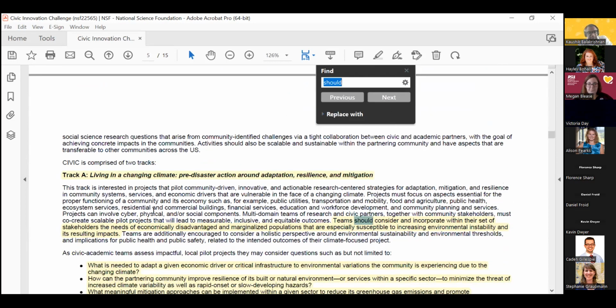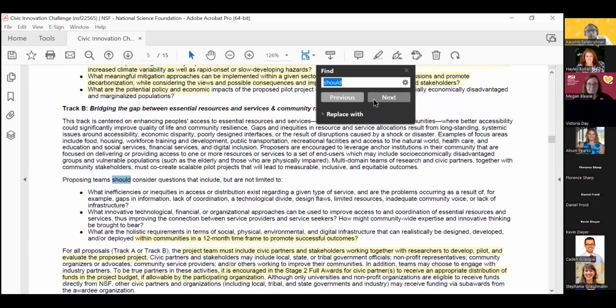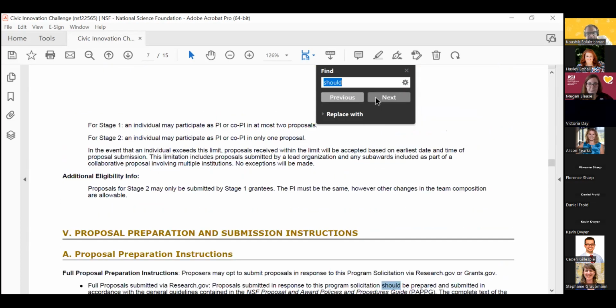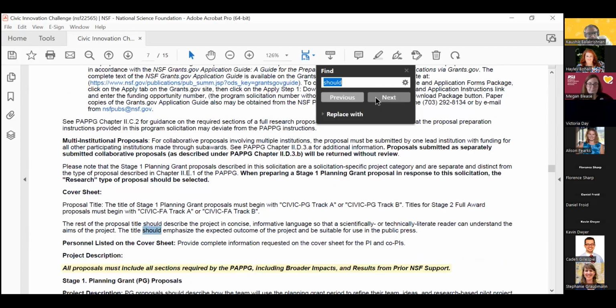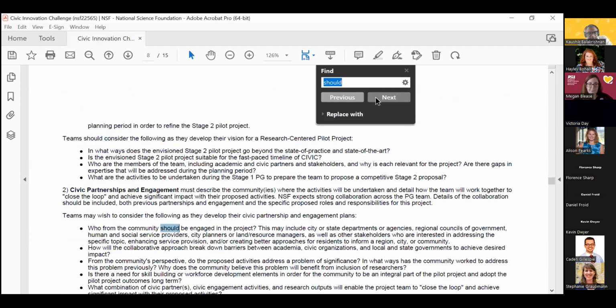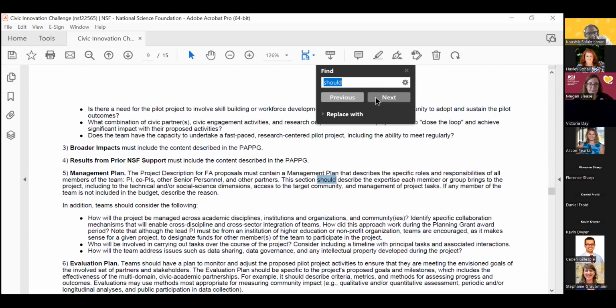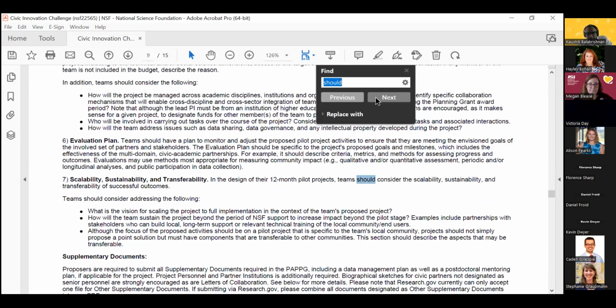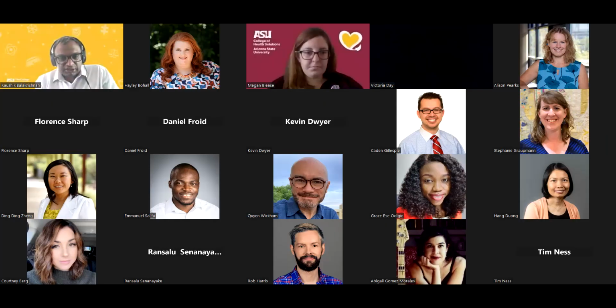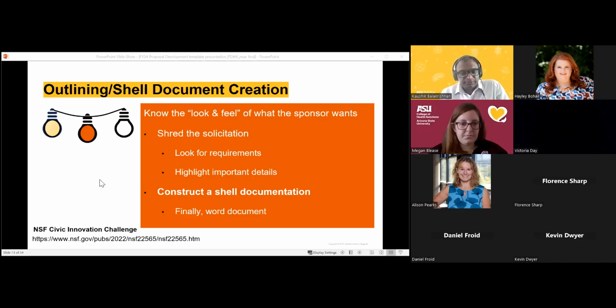Teams should consider who the stakeholders are. So this is giving you a sense of all the things you want to write down. I'm going to just scroll down and pick on something. You can see there's a lot of teams should consider within the sustainability plan, and these are all the questions that you need to answer. All right, should. Just one second, I'll go back to the presentation.